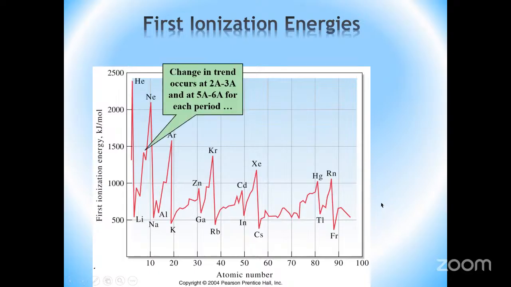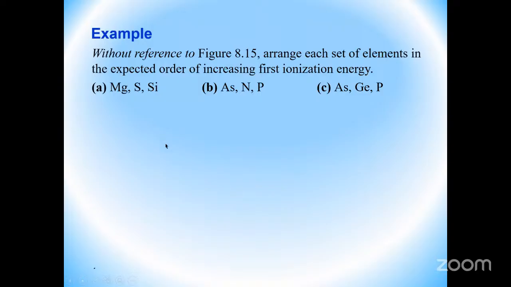Okay, so let's look at this example. This question says, without reference to the chart, basically just using the periodic table, and I made sure to bring my own copy since we don't have one here in this classroom. It says, arrange each set of elements in expected order of increasing first ionization energy, right? So in each case, you're going to start with the lowest to the highest, based on the positions of the elements in the periodic table.